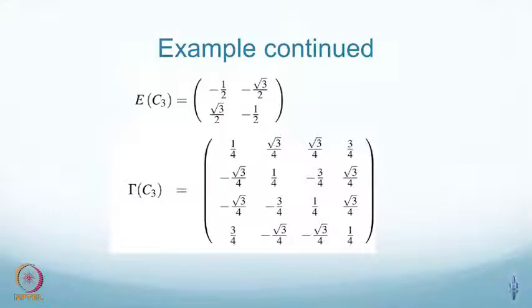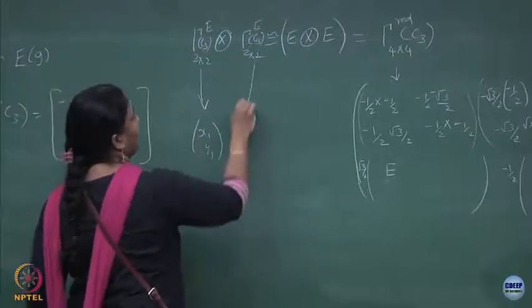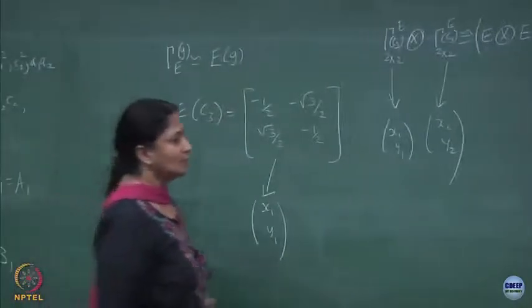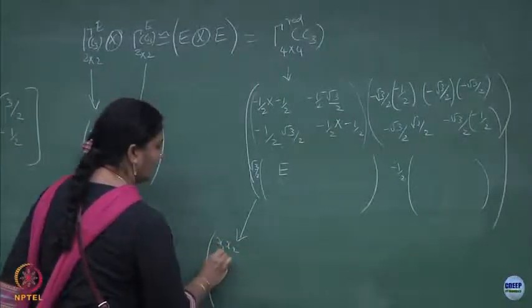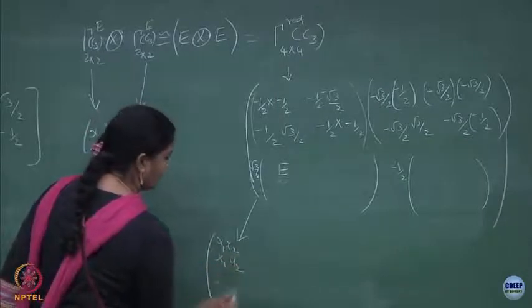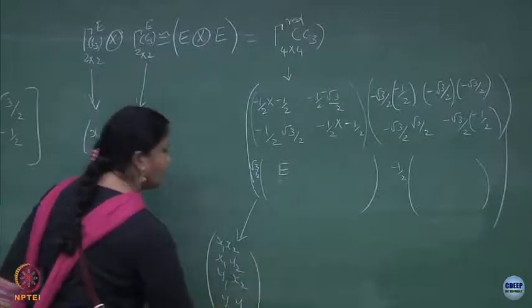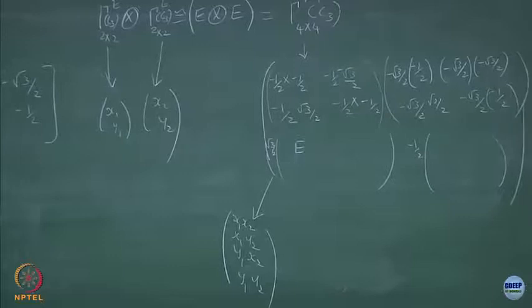What is the basis vector? This one is x1 y1. Let us take for this one x1 y1, this one as x2 y2. So, the basis vector for this will be x1 x2, x1 y2, then y1 x2, y1 y2. Is that right? Am I right? Okay. This is a reducible vector space.